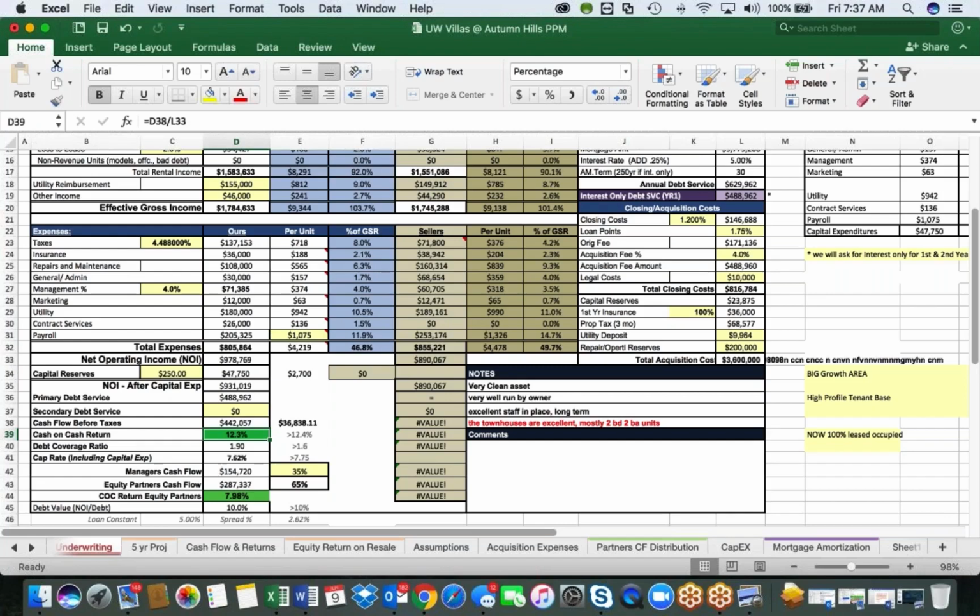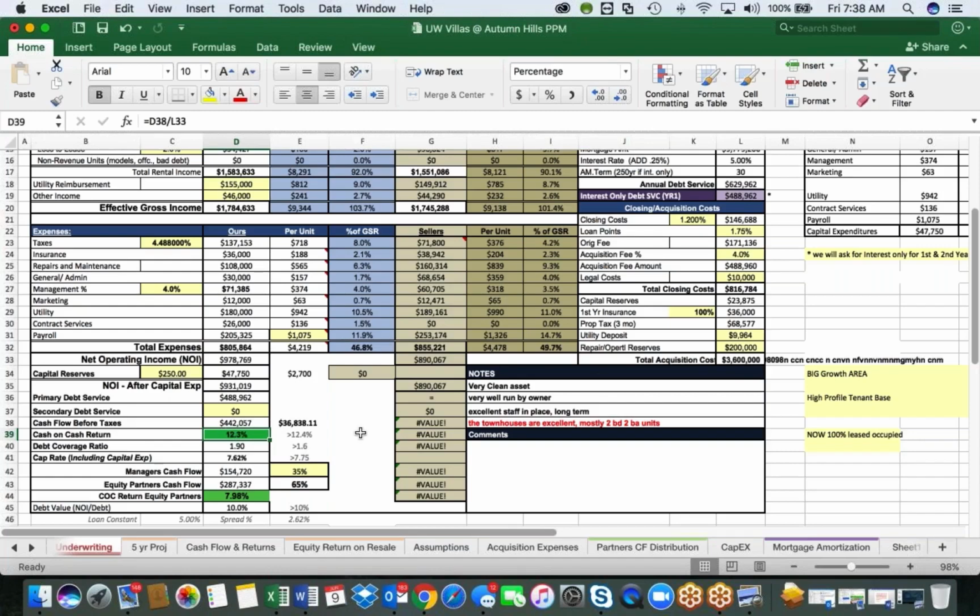Let's go here to this 12.3, put our cursor there. We are taking D38. Whenever you are in doubt, you should just go and look at the formulas, even though we'll get somebody to lock the formulas in, because it's good to understand everything: what we are doing, why we are doing it, and so forth. So cash on cash is D38. D38 is cash flow before taxes, right there, 442. Divide that by this number, it's 12.3.